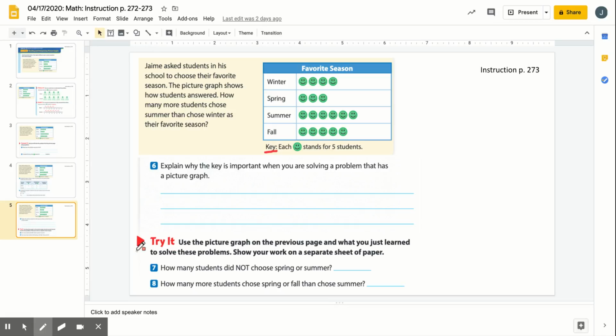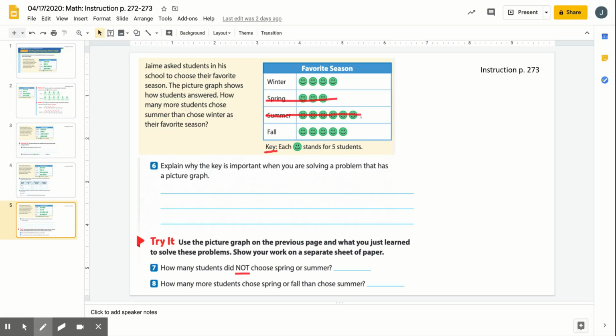Let's look under Try It. Use the picture graph on the previous page and what you just learned to solve these problems. Show your work on a separate sheet of paper. Question 7 asks, how many students did not choose spring or summer? So for this question, we are not looking at spring and we are not looking at summer. We want to know how many students did not choose spring or summer.